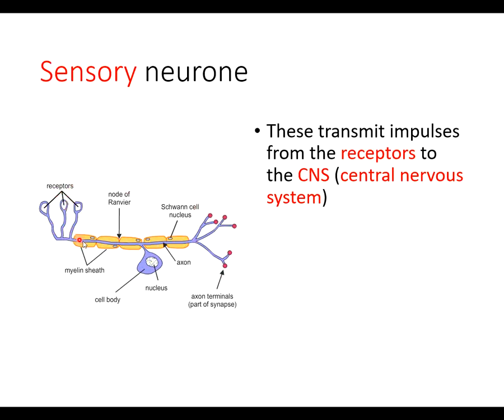So these are incredibly long. So this could be a receptor in your big toe, and it would enter your central nervous system, which is like your brain and your spinal cord, at the base of your spine. So this could be the entire length of your leg. Now, one single cell is a neuron. Lots of these cells joined together make a nerve.